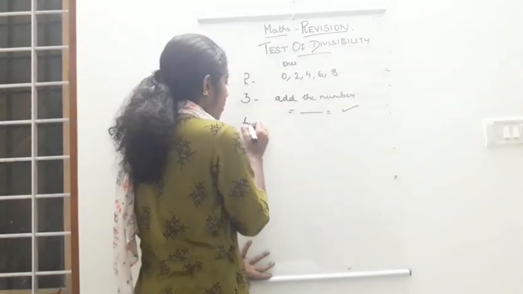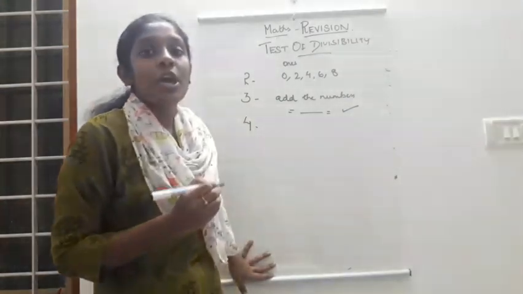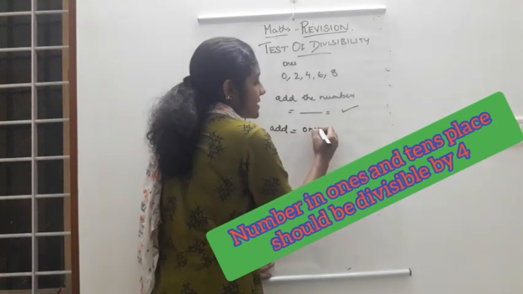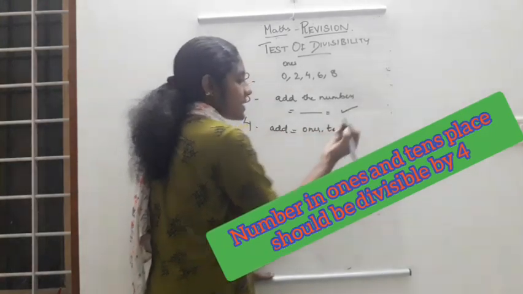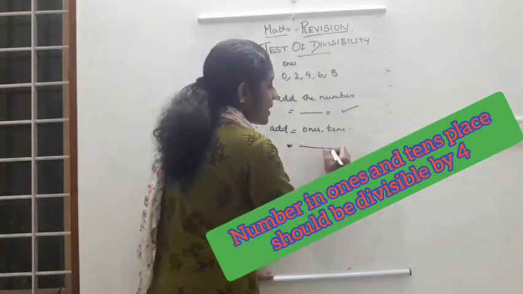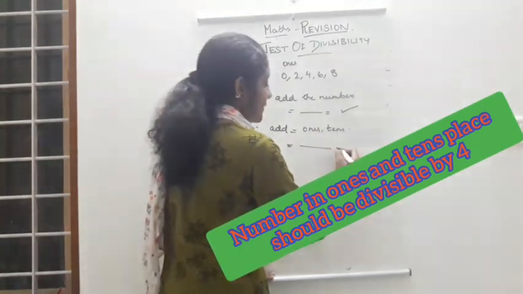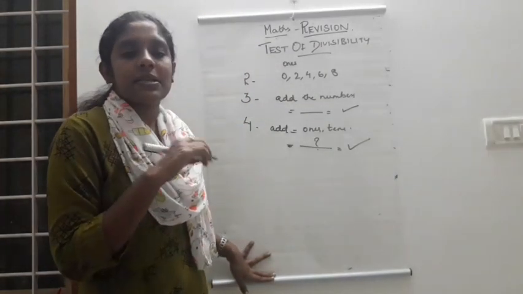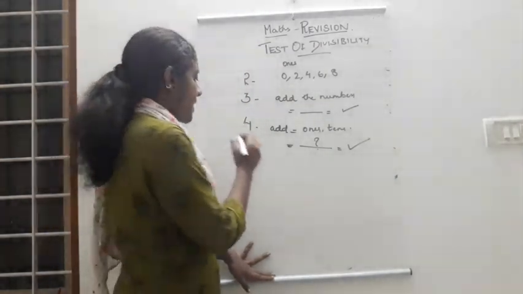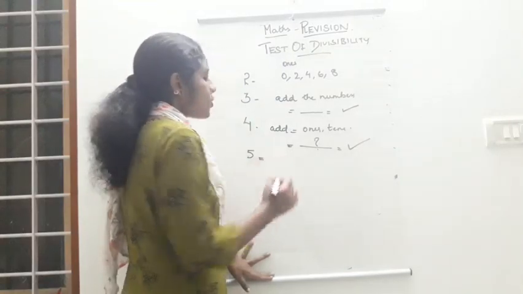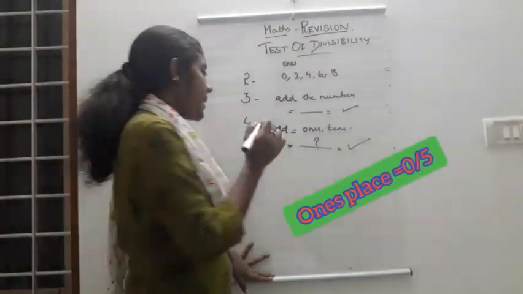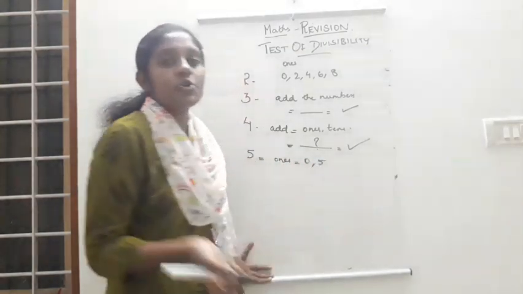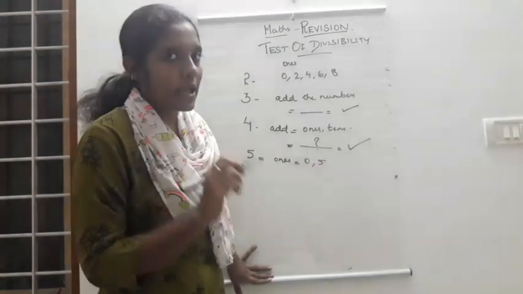Next is 4. What was the test of divisibility of 4? You take the numbers in the ones and tens place, and if the number obtained is divisible by 4, that means the number is divisible by 4. Then we learned the test of divisibility of 5. What was it? The number in the ones place should be either 0 or 5.